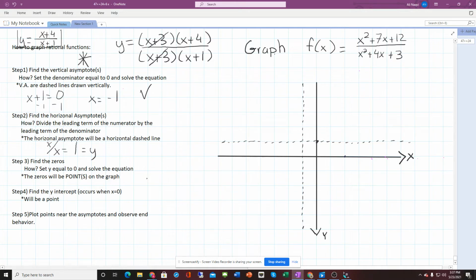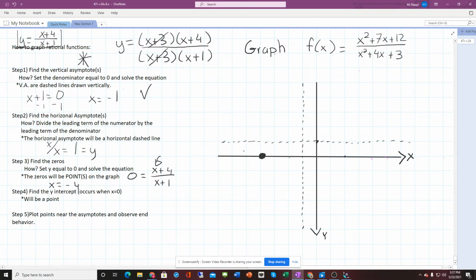Let's find the zeros. We're going to set y equal to 0 and solve this equation. So x has to be -4. I mean, just think about it. You want to make the numerator 0, so if I pick -4, that makes it 0, and 0 divided by anything is 0. So at the point -4, 0, right here, it's going to be a point on the graph.